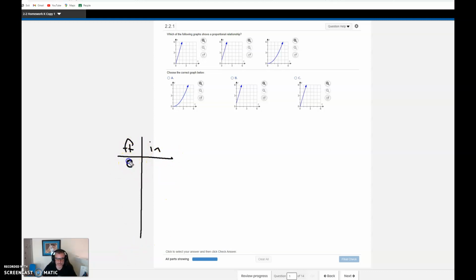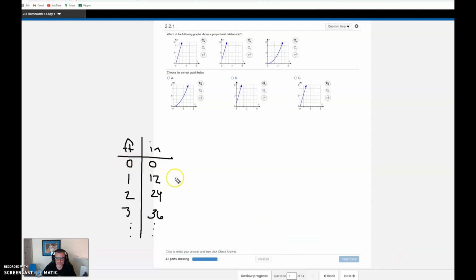Well, if I have 0 feet, I have 0 inches. 1 foot, I have 12 inches. And 2 feet, I have 24 inches. 3 feet, I have 36 inches, and so on, right? And this is something that you guys know. And we just kind of added some new terminology to this, right?